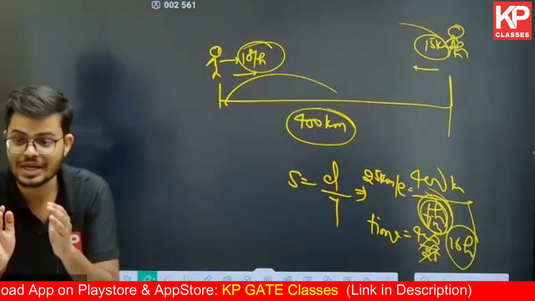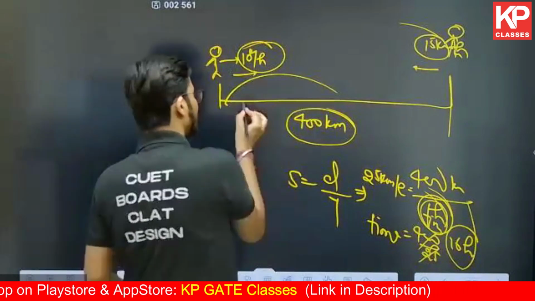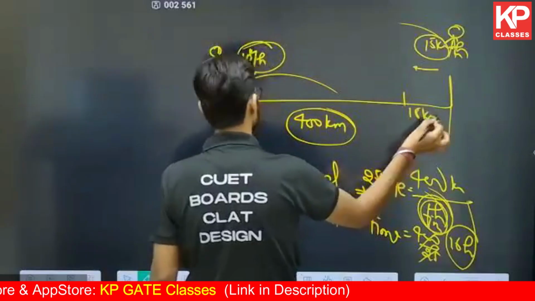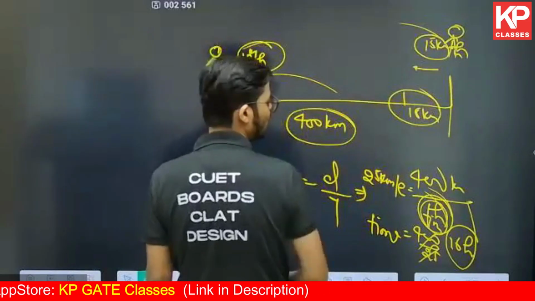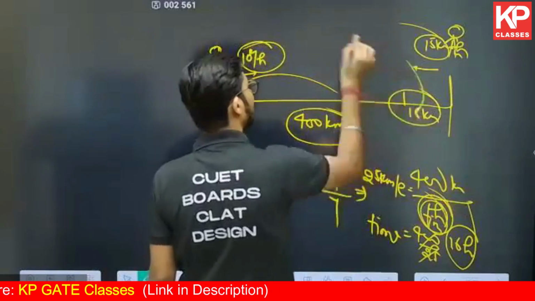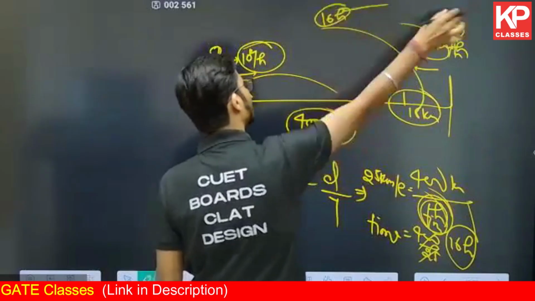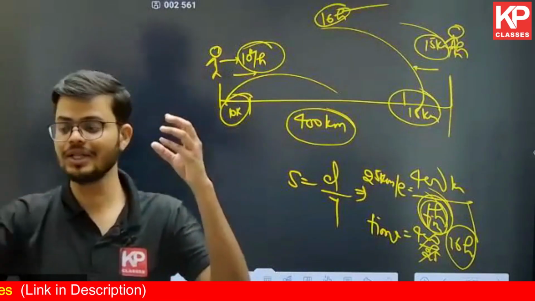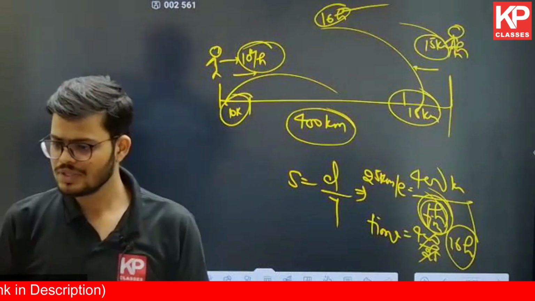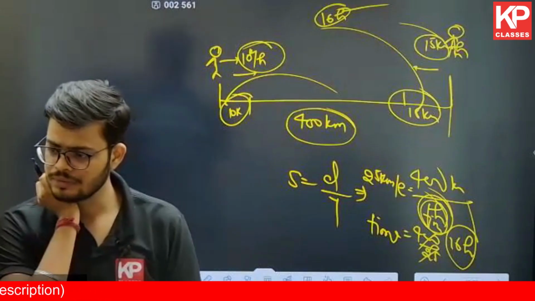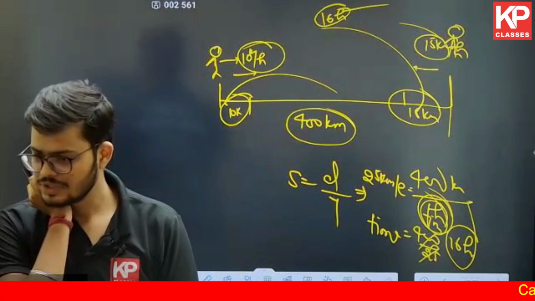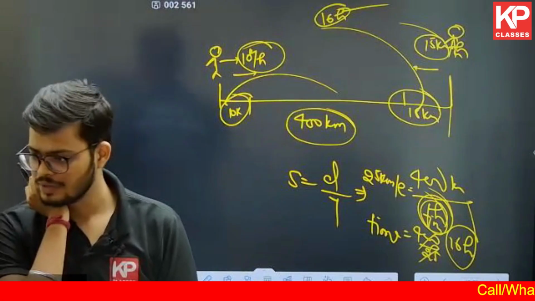Where is the 16 hours coming from? In 1 hour, he'll go 10 kilometers and the other will go 15, so in total they have covered 25 kilometers in 1 hour. In 16 hours, they will cover 400. So this is with respect to when they are coming in the opposite direction. This is the concept of relative speed. Right? This is about relative speed.